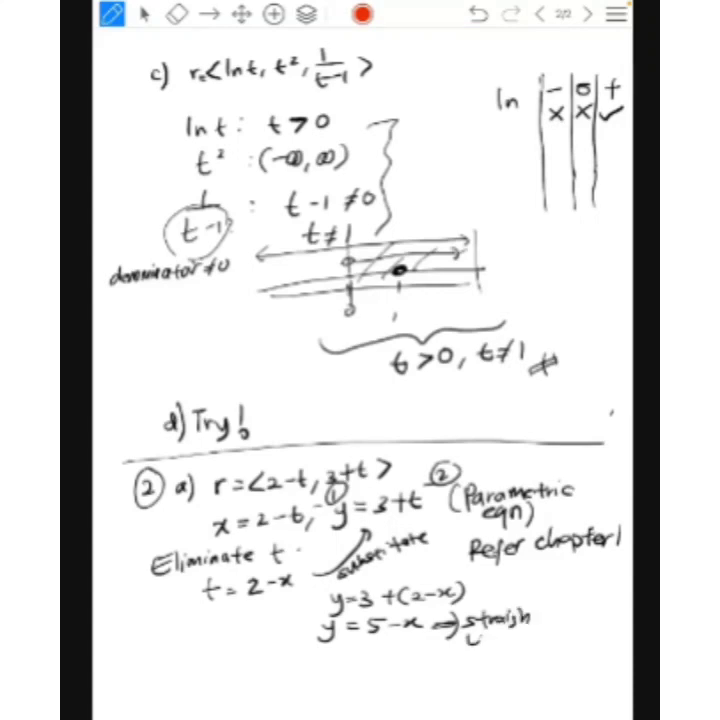This is in terms of y equals mx plus c. So how do you draw the straight line? The slope is negative, and the y-intercept is 5. So you have something like this. So this is 5. Now you have to determine the orientation. How to determine the orientation? Substitute any value of t.